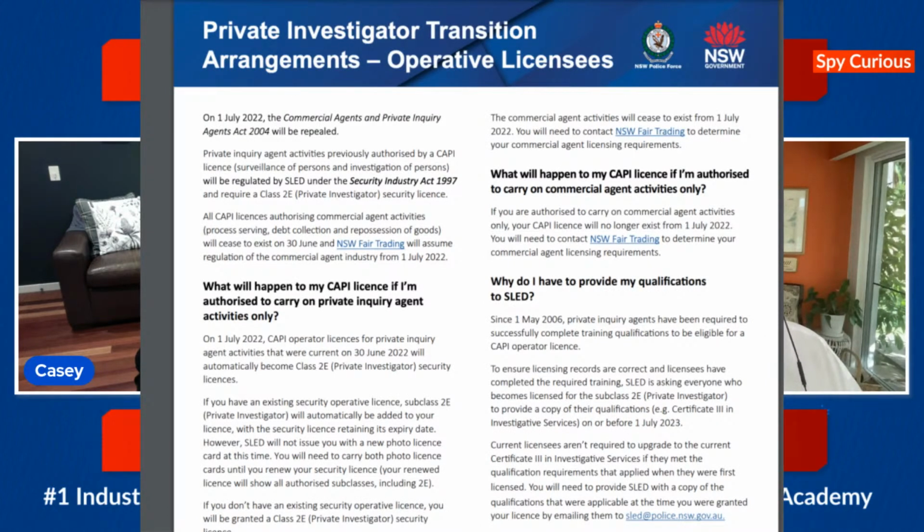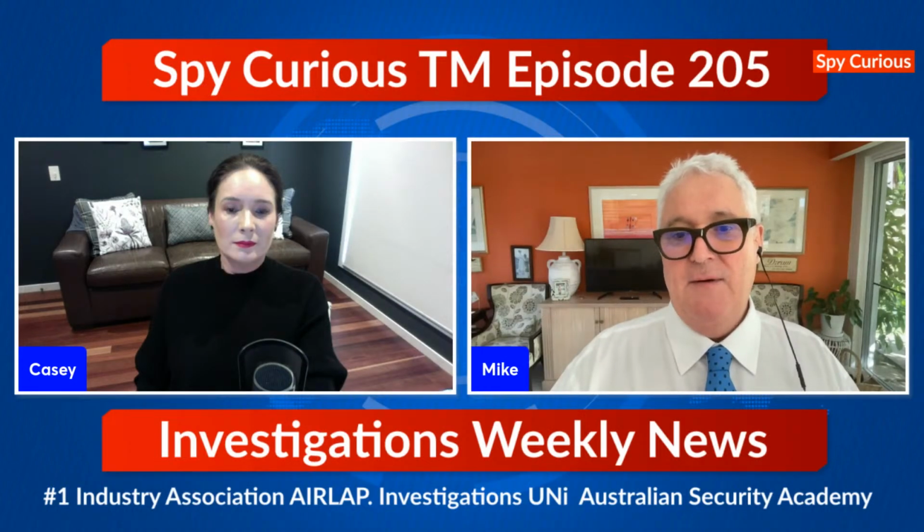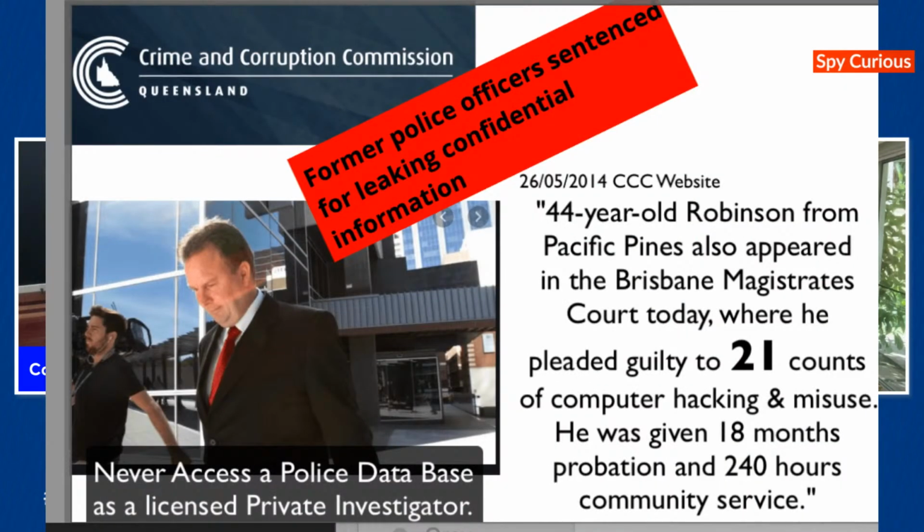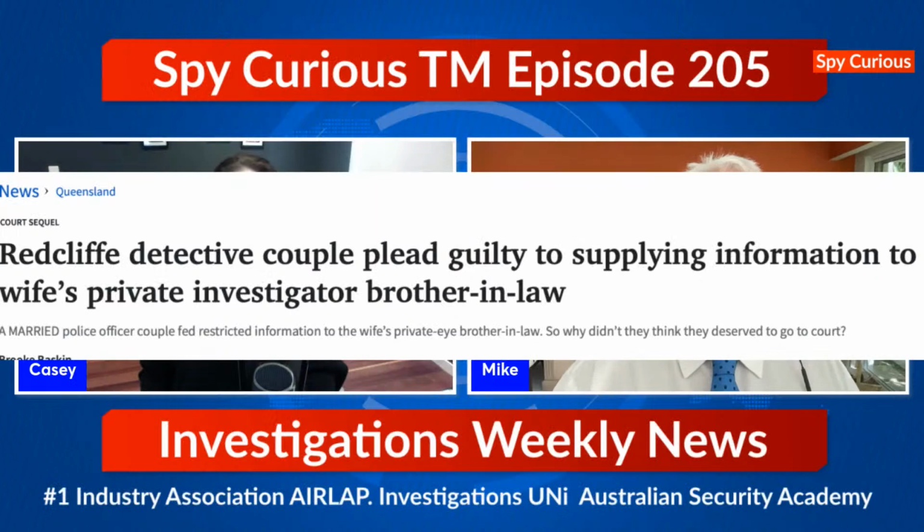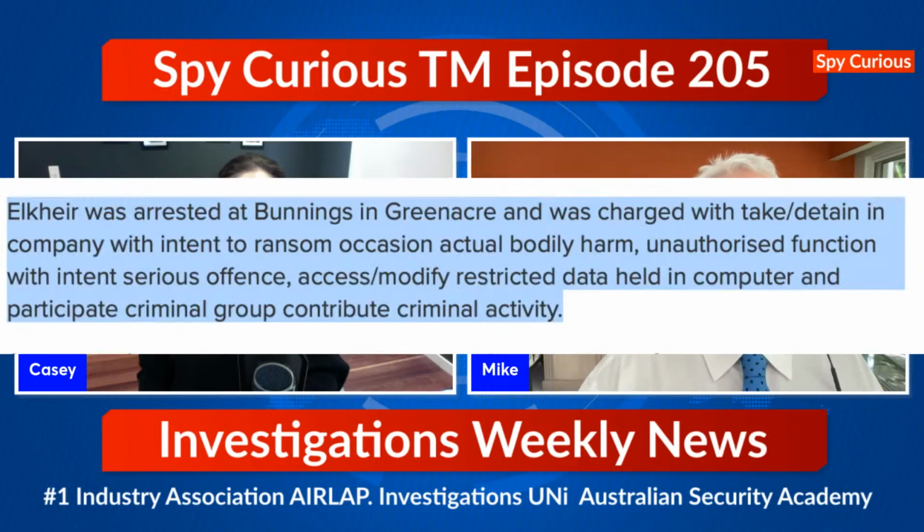Never, ever, whatever happens out there, never access a database as a private investigator or a government investigator. Do not do it, okay? Stay right away from that. Don't get involved with that sort of thing.